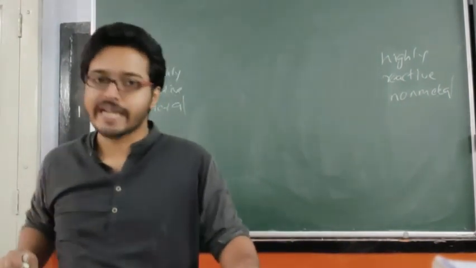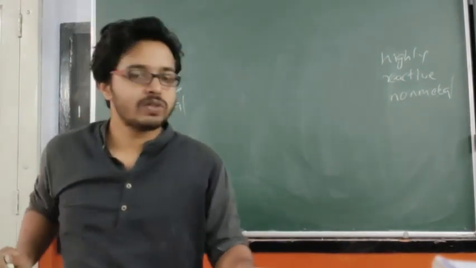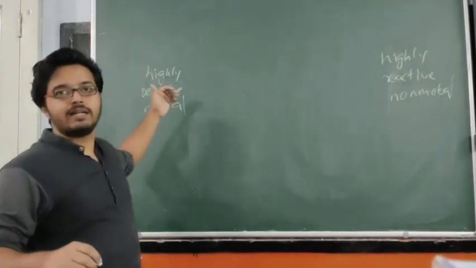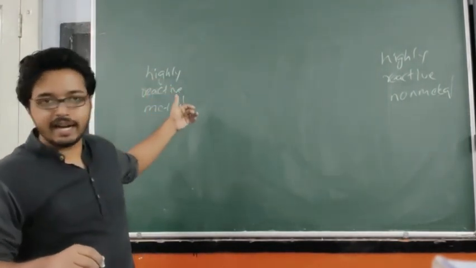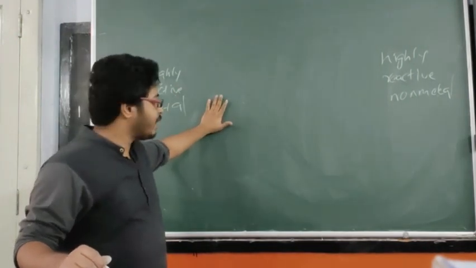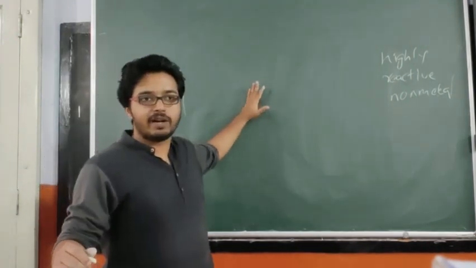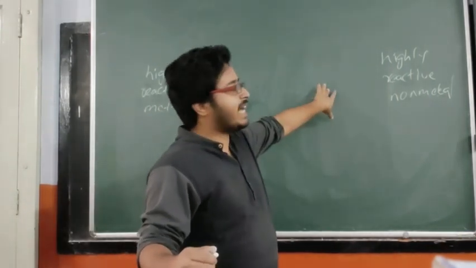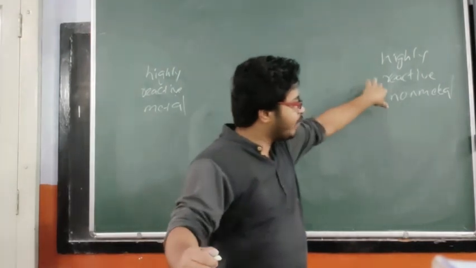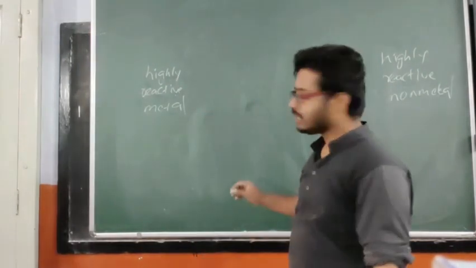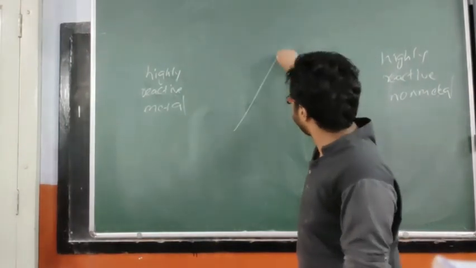What happened to the reactivity in between? On the left-hand side, the metals are highly reactive, then we get metals which are less reactive. If we go further, we get metalloids which are not that reactive, again less reactive non-metals, and again it goes to highly reactive non-metals. So based on reactivity, you can draw a curve, and it will be likewise.